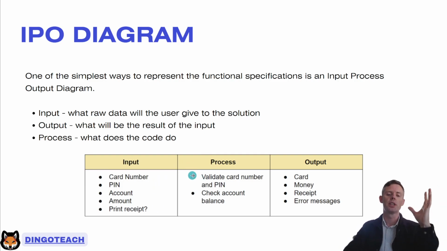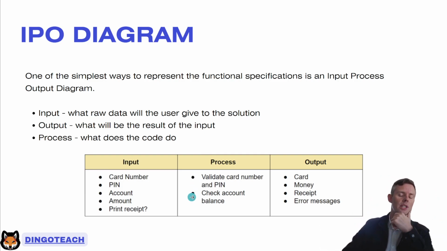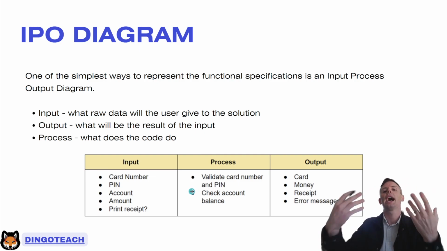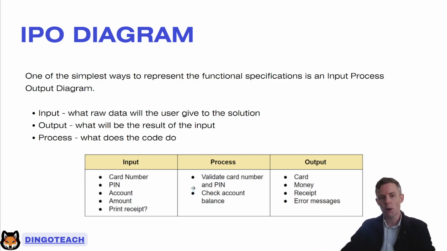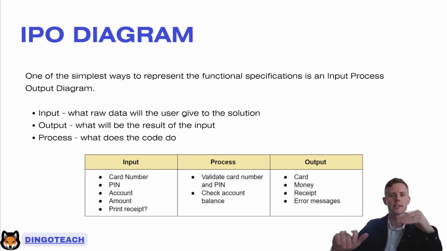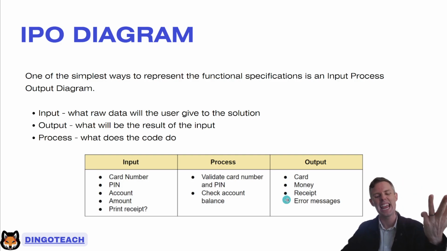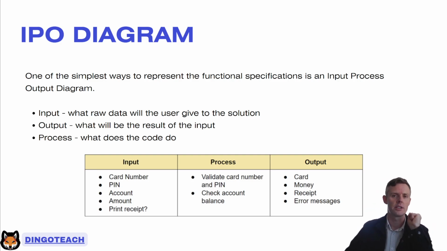Now, the ATM would then talk to the bank and say, is this a valid card number and PIN? And then it would check how much money you've got in your account before it actually gives you the money. There's probably other processes like subtracting the amount that you've just taken out, recording it somewhere, all that kind of stuff, but I've tried to keep it simple today. And for output, we've got your card back, you've hopefully got some money, and you get a receipt. And if there's any errors, like you got the wrong PIN, insufficient funds, or can't print the receipt because it has run out of paper. So this is an IPO.